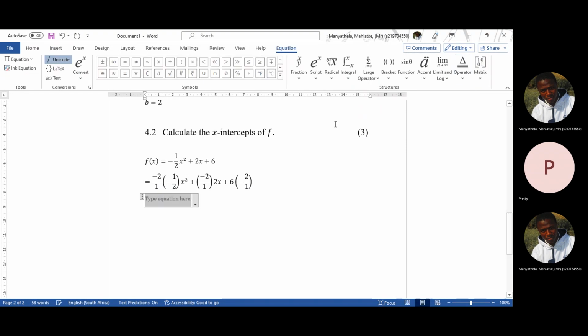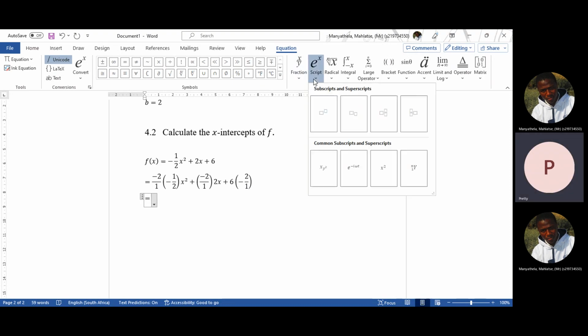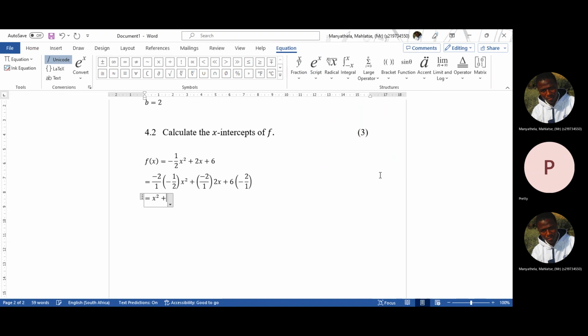So you can do it on your calculator. x squared plus or minus 2 over 1 times 2 minus 4, minus 4x, then 6 times minus 2, positive. On the calculator, minus 2 over 1 times minus 1 over 2 gives positive 4.